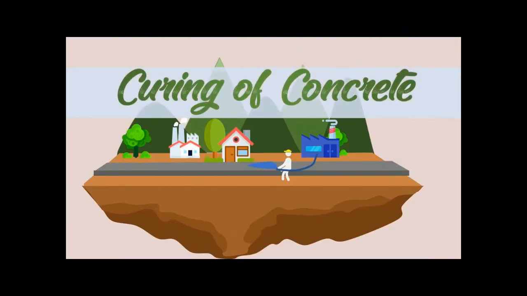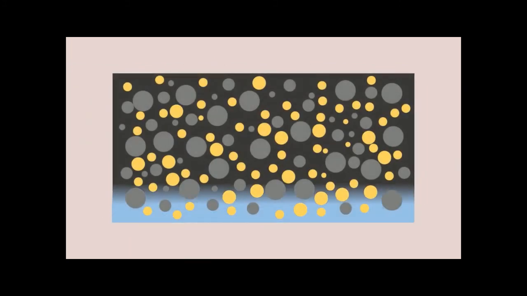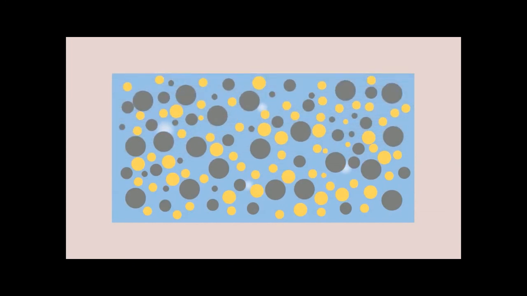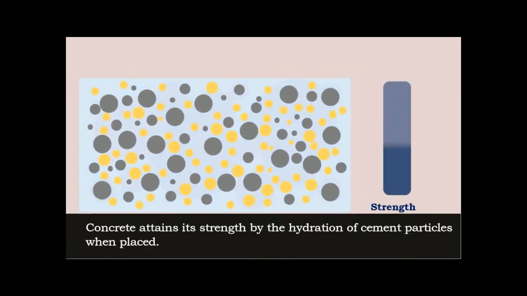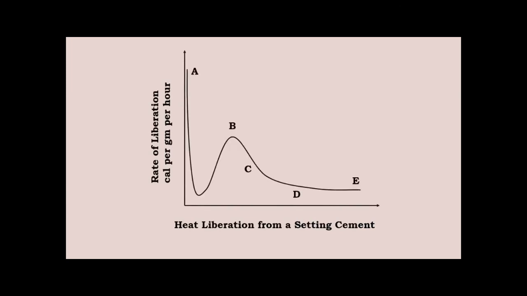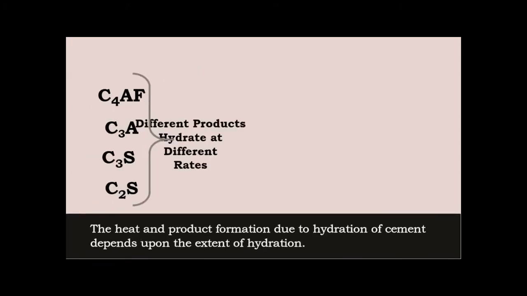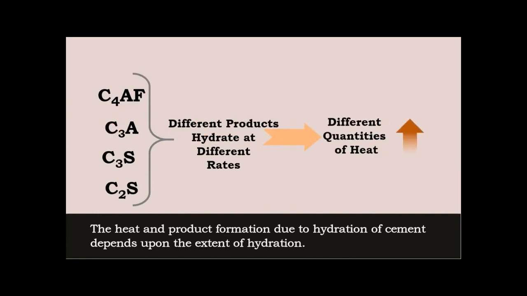Curing of concrete. We have already discussed the aspect of hydration of cement in a video. Concrete attains its strength by the hydration of cement particles when placed. The hydration of cement is slow at the start and continues for a long time at a decreasing rate. The heat and product formation due to hydration of cement depend upon the extent of hydration.